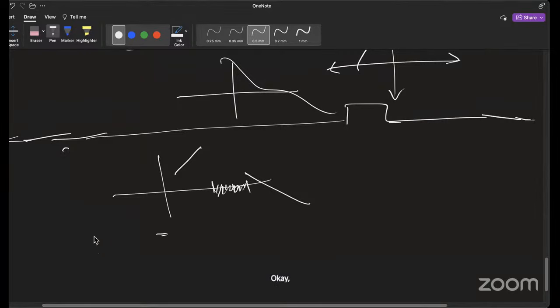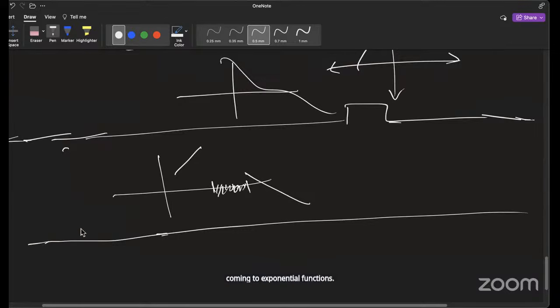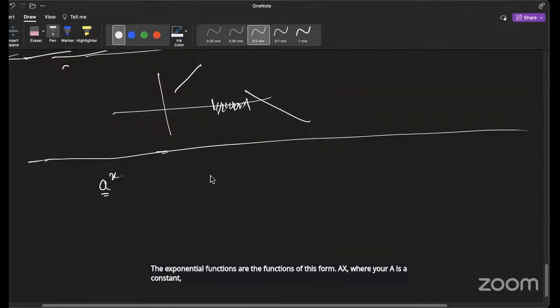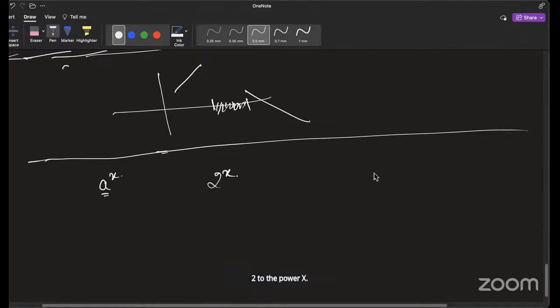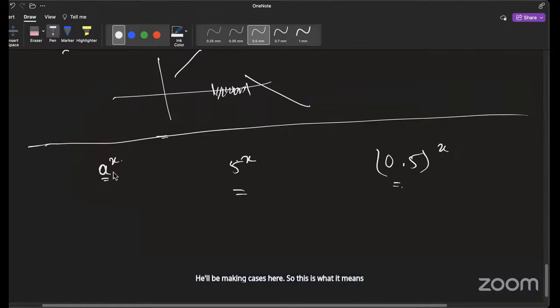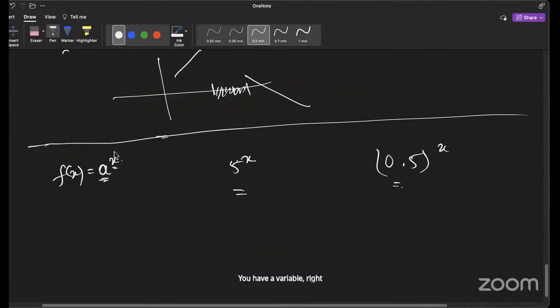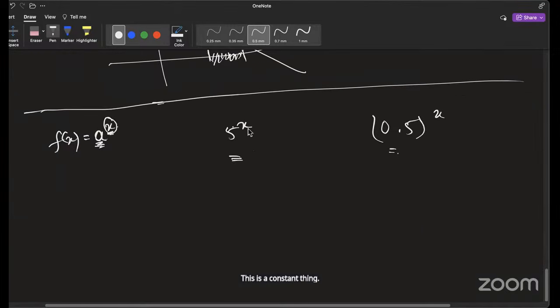Okay. Then coming to exponential functions. The exponential functions are the functions of this form, a^x, where a is a constant. For simplicity, let's just take 2 to the power x. Or let's take 5 to the power x and 0.5 to the power x to cover both cases. We'll be making cases here. So this is what it means, where a is your constant and x is the variable. Whenever you have a function in x, you have a variable, right? So this is that variable. This is a constant thing, like this one and this one.